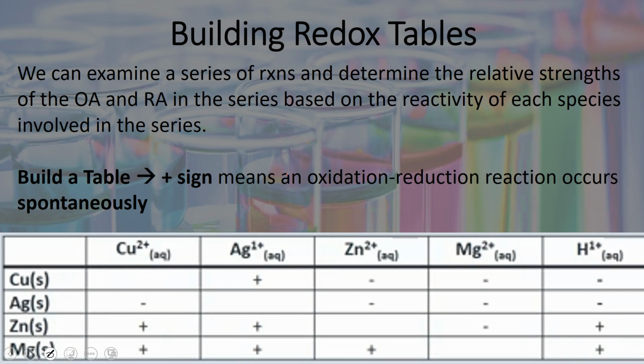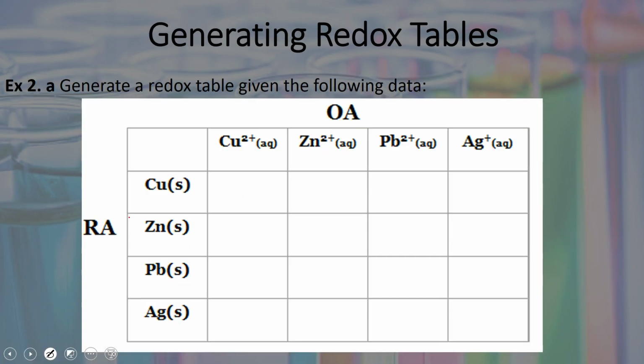Okay, let's continue. So, building a redox table. We can build redox tables to figure out spontaneity. And a positive sign obviously means that a reaction is going to occur. We have to, first of all, know how to analyze these tables before I can move on. So, generate a redox table given the following data. Using your table, I want you to go fill this out.